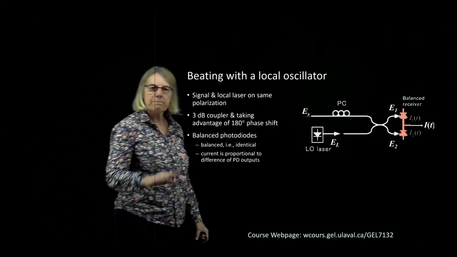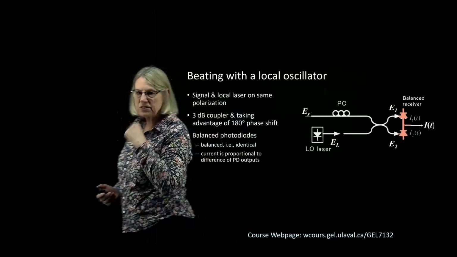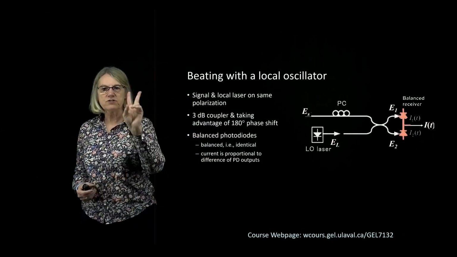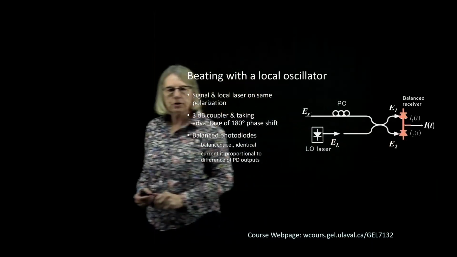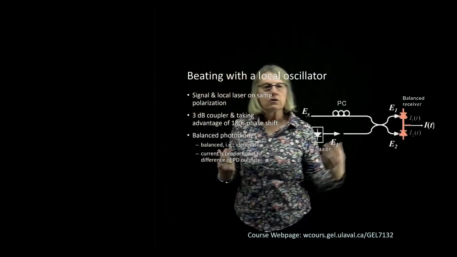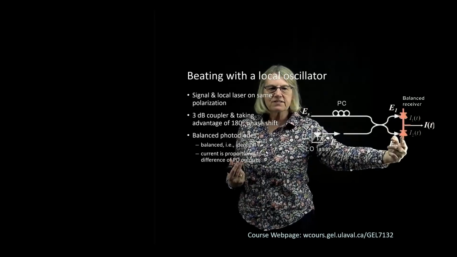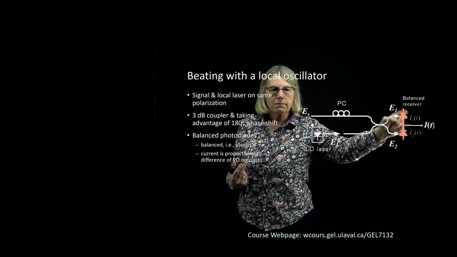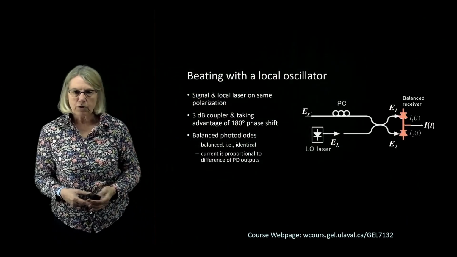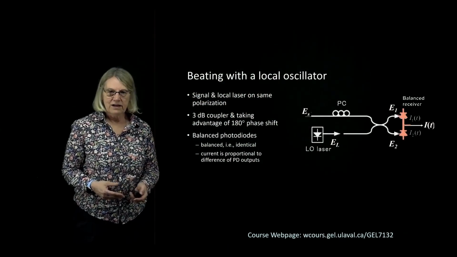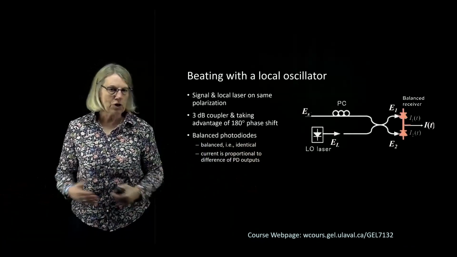Finally, I have the balanced photodiodes. Here you see not one photodiode, but they always appear in pairs. So I have two photodiodes, one at each output of this 2x2 coupler, and the final photocurrent that I'm going to observe is going to be the difference between these two tributaries of photocurrent. And so we're going to use the differential value of the current.